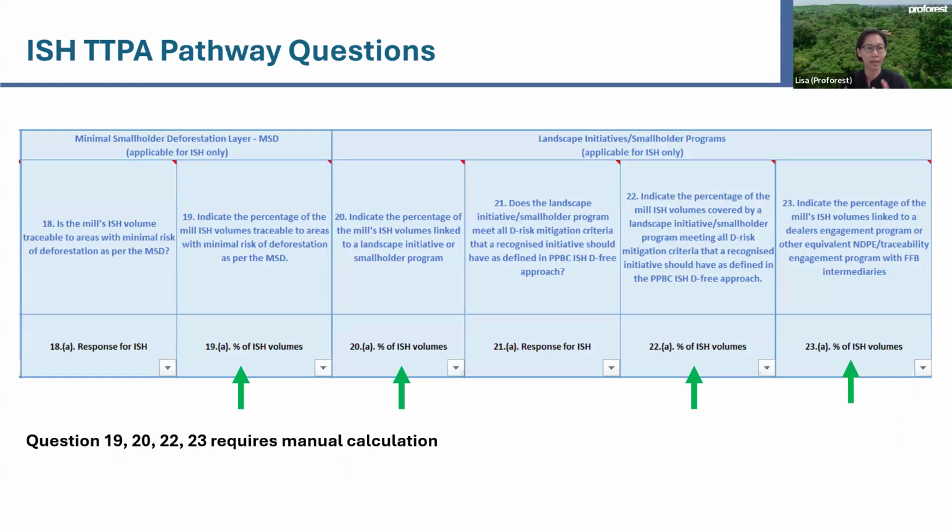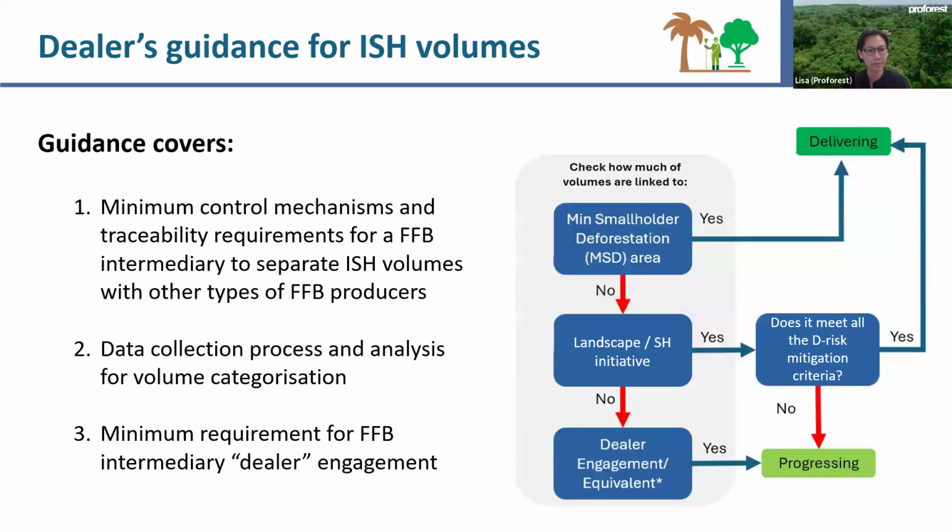So these are the questions under the independent smallholder TTP pathway, question 19, 20, 22, and 23. So all of these questions will require a manual form of calculation, which the dealer guidance for independent smallholder volumes shows you how to do it. Moving on to the next slide.